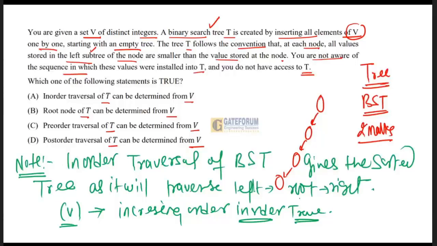Because if any binary search tree is given, then the in-order traversal is nothing but the ascending order of that. So using the data, we can say that only in-order can be derived, but B, C, D, that is root, pre-order, post-order, cannot be derived. So option A is the correct answer for this GATE question. I hope it is clear.